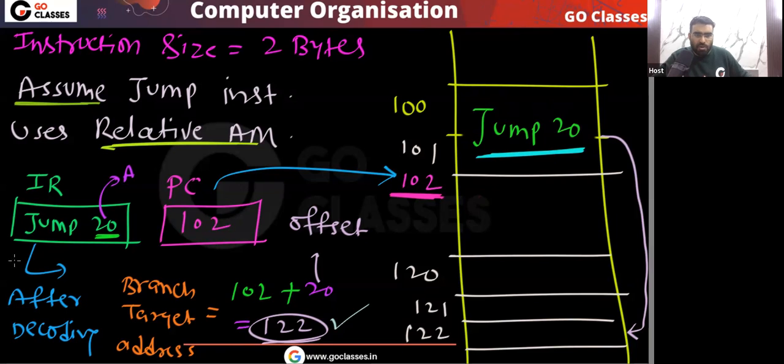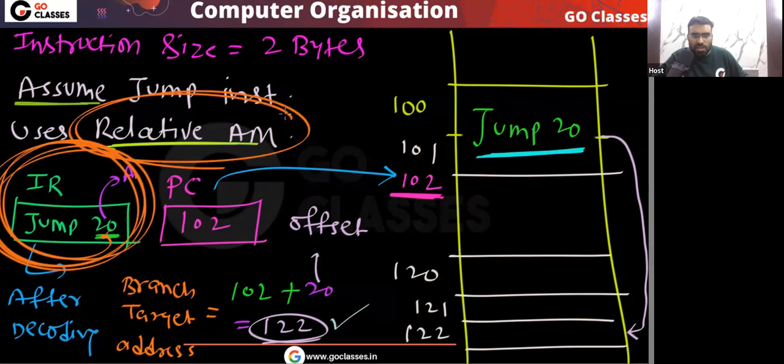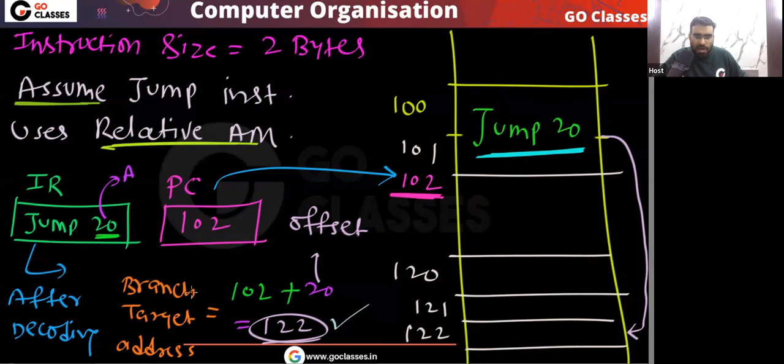Yes or no? Now after decoding, the control unit will find out this is a jump instruction which is using relative addressing mode. So the branch target address will be the program counter value plus this offset value. So that will be 122. Then the next instruction you will fetch from 122. Is this clear or not? Please tell me, did you understand? Okay.